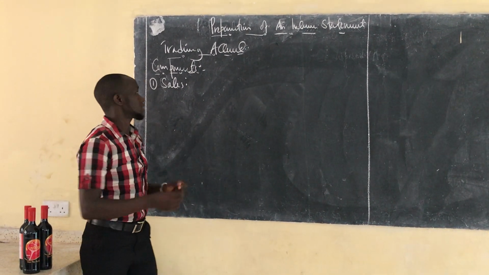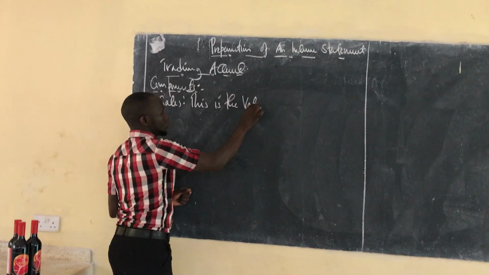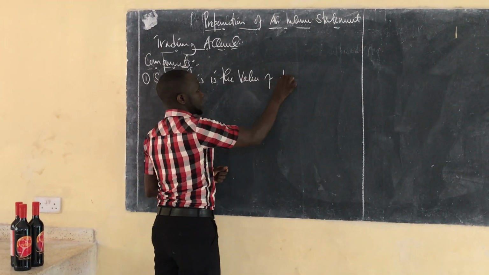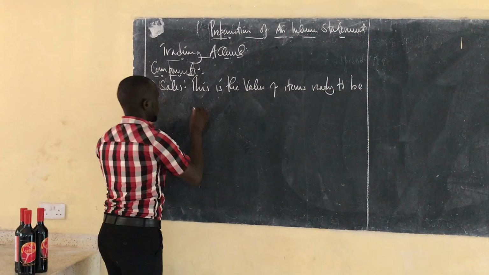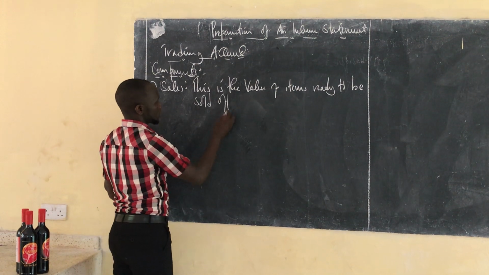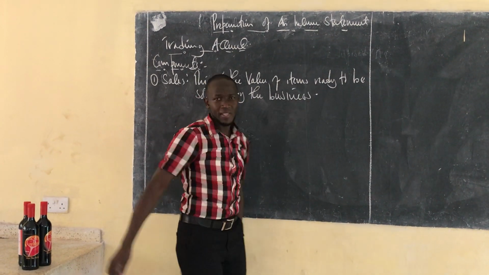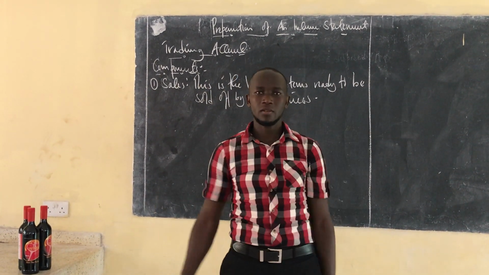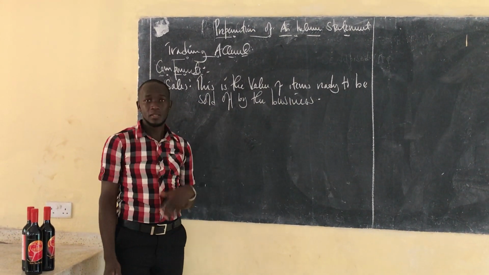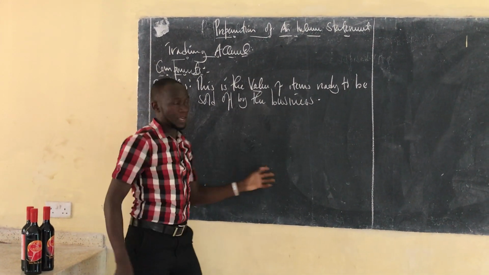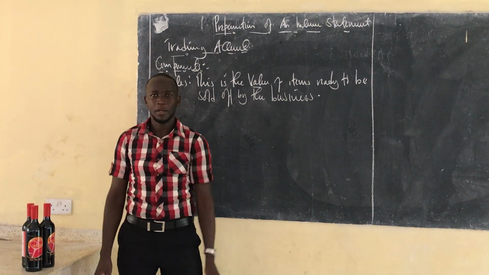So in brief, somebody may say sales, this is the value of items ready to be sold off by the business, of course at a profit. No business that aims at selling will sell off at a loss; it will always sell off at a profit. Some other person may say, these are items. Why do I attach value? Because I'm going to prepare an income statement that requires values. We need the figures in particular.